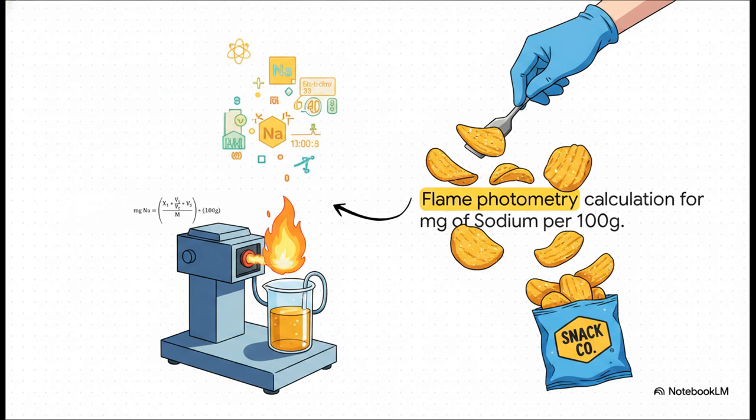Now, what if we had used a flame photometer instead? That's a brilliant piece of equipment, by the way, really often used for checking sodium in things like fried corn snacks and potato chips. Well, we'd use a very precise mathematical formula. We plug in our dilution volumes, the photometer's reading, and the original sample mass, and boom, it spits out our final milligrams of sodium per 100 grams of product.